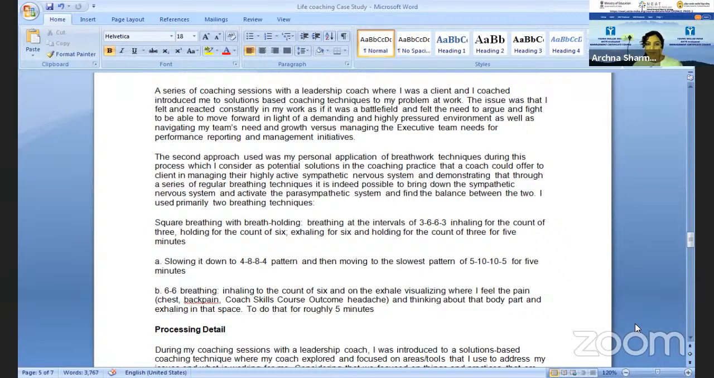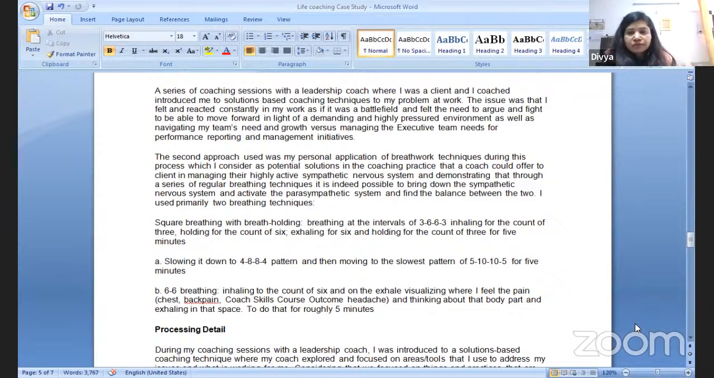And in fact, you can use both the techniques, visualization and breathing techniques, together. What can help you is this 6 by 6 breathing. Generally, we do it in Sudarshan Kriya also, which is a very popular meditation technique of Art of Living. Yoga also. Not just Art of Living.